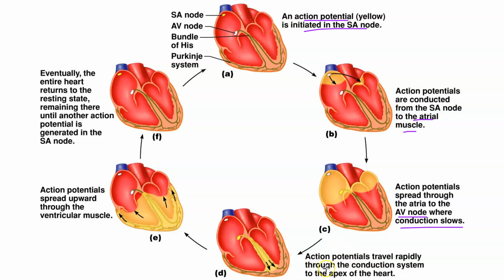Action potentials travel rapidly through the conduction system to the apex of the heart. The apex, of course, is the bottom part of the heart right down there. Action potentials spread upward through the ventricular muscle, eventually the entire heart, which causes it to beat very forcefully, and then it returns to the resting state, remaining there until another action potential is generated in the SA node.